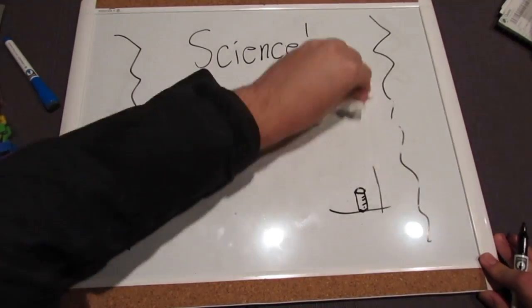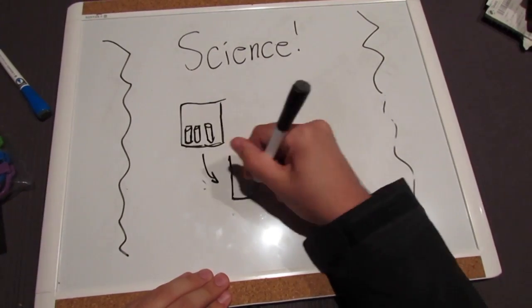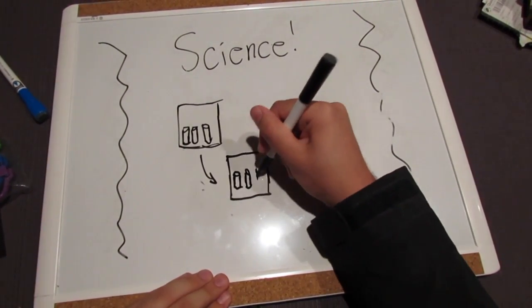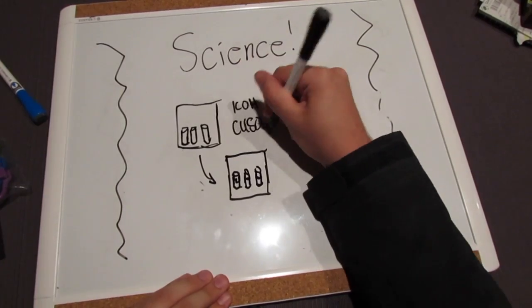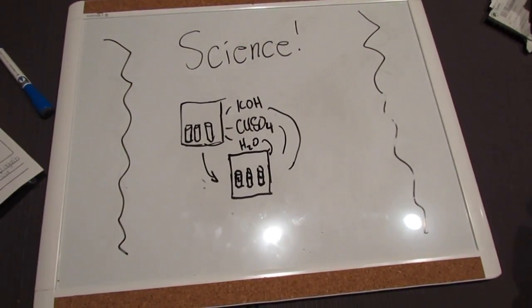We added a different amount of potassium hydroxide and copper sulfate depending on the test tube number. And we also added water so that all of the test tubes would be at the same height. We then waited 15 minutes to see our results.